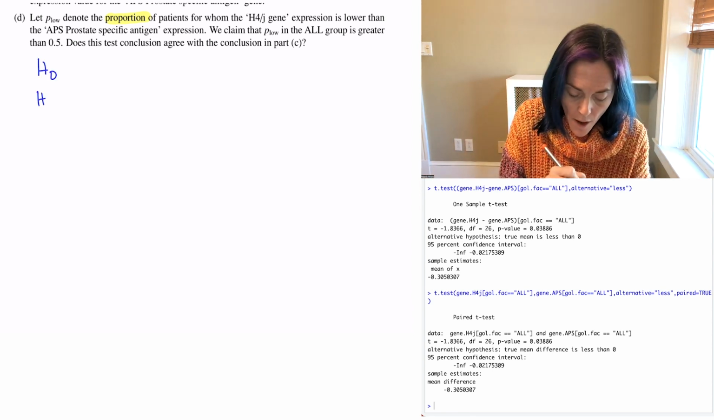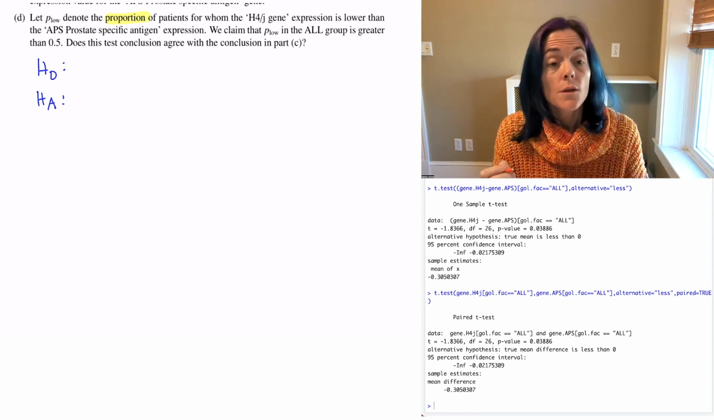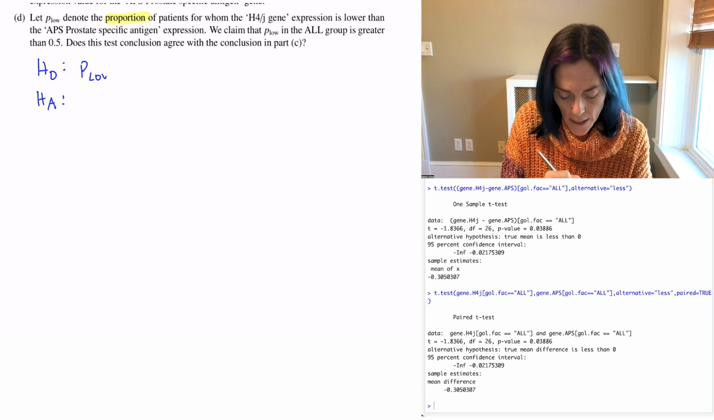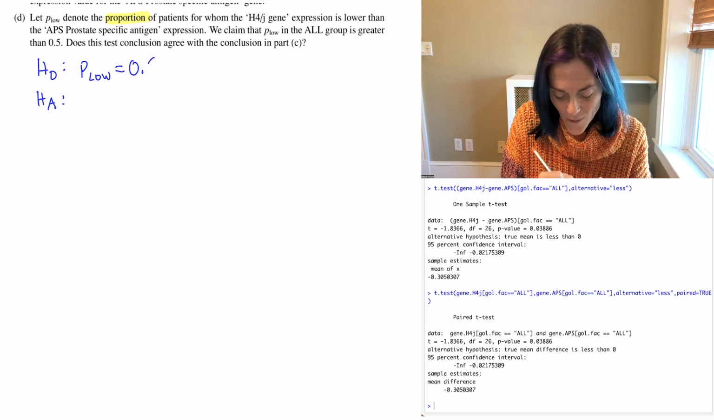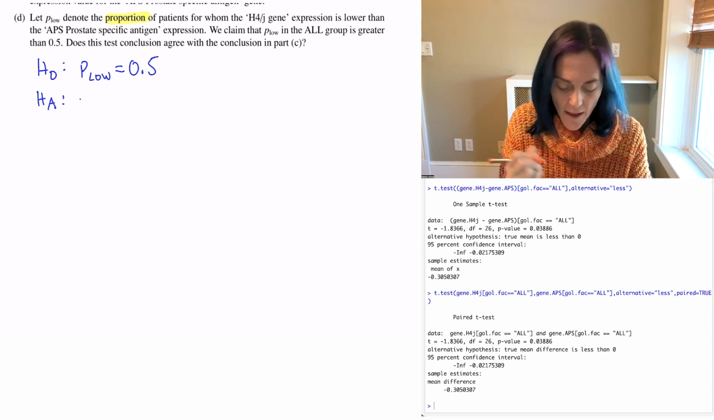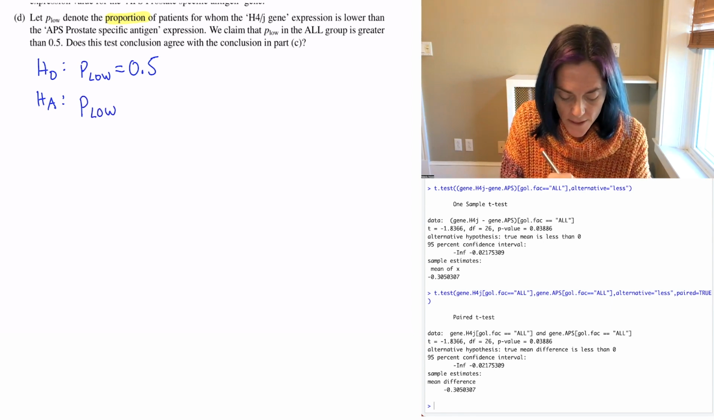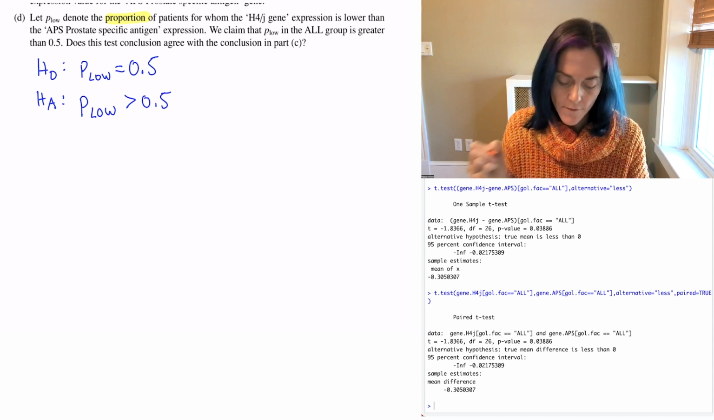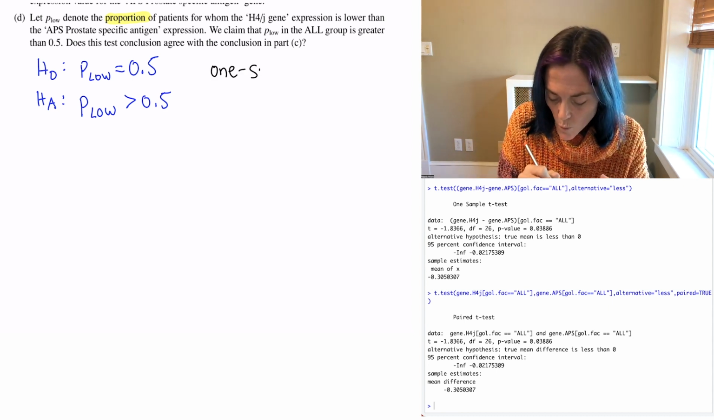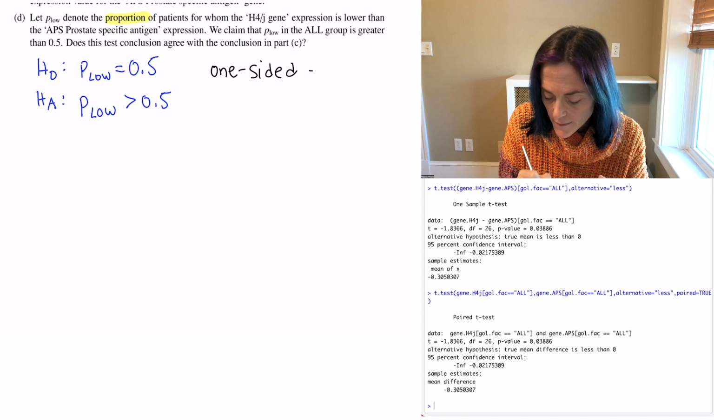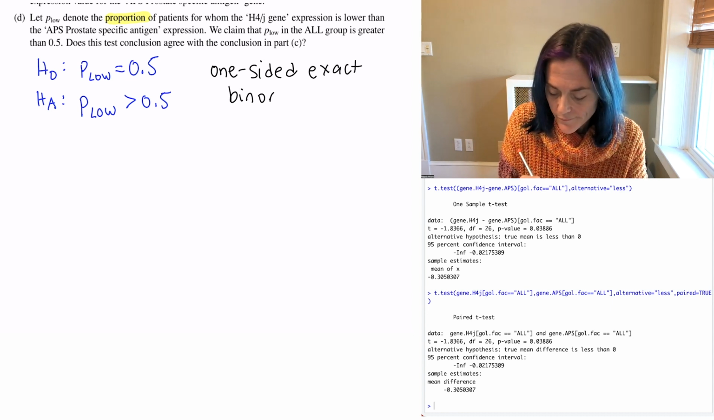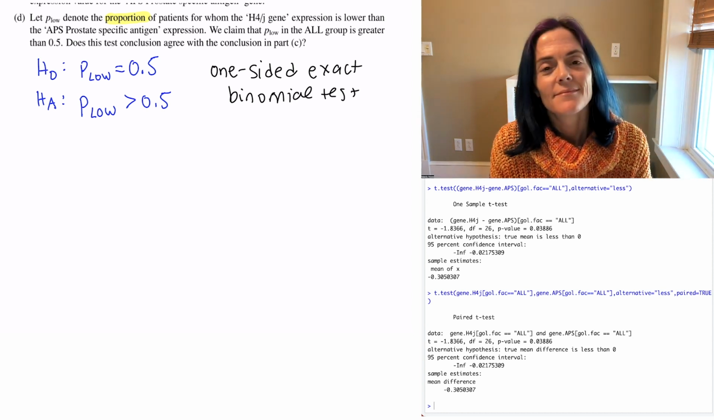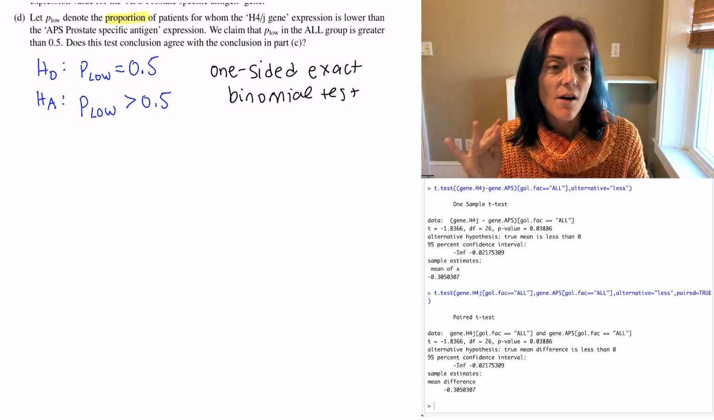We need a null hypothesis. We need an alternative hypothesis. The null hypothesis would be that P sub low equals 0.5. And then the alternative hypothesis is P sub low is greater than 0.5. We can use a one-sided exact binomial test. Let us conduct this test in R.